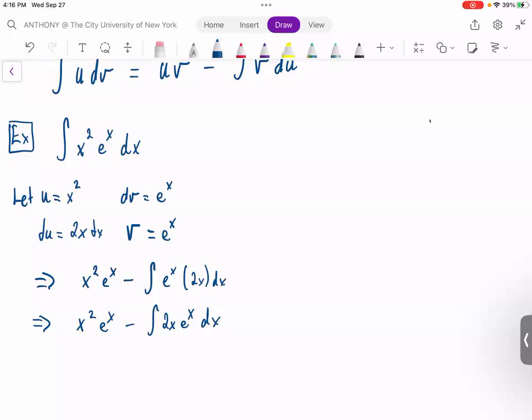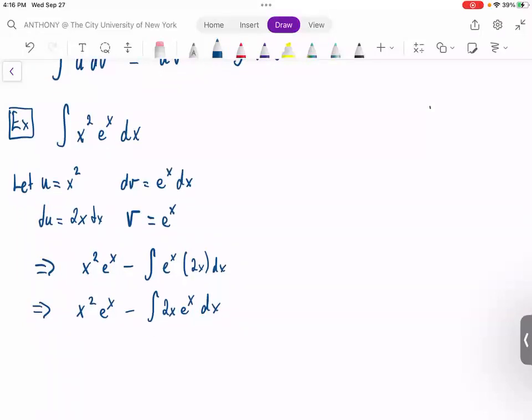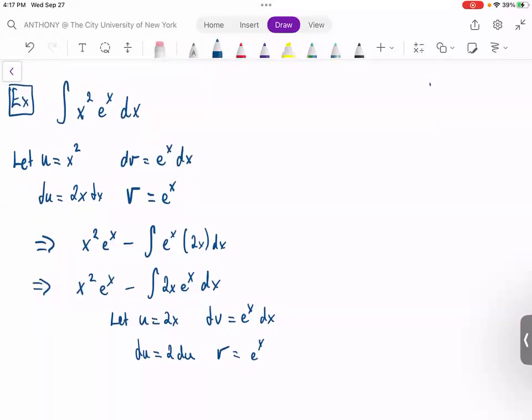Now, technically speaking, I should have said dv was e to the x dx. So I'm just going to correct my formality. So here we have, again, let u be 2x, dv be e to the x dx. Now, if I take the derivative of 2x, that's just 2, so du is 2 dx, and our v is going to be e to the x. Okay, so apply integration by parts again.